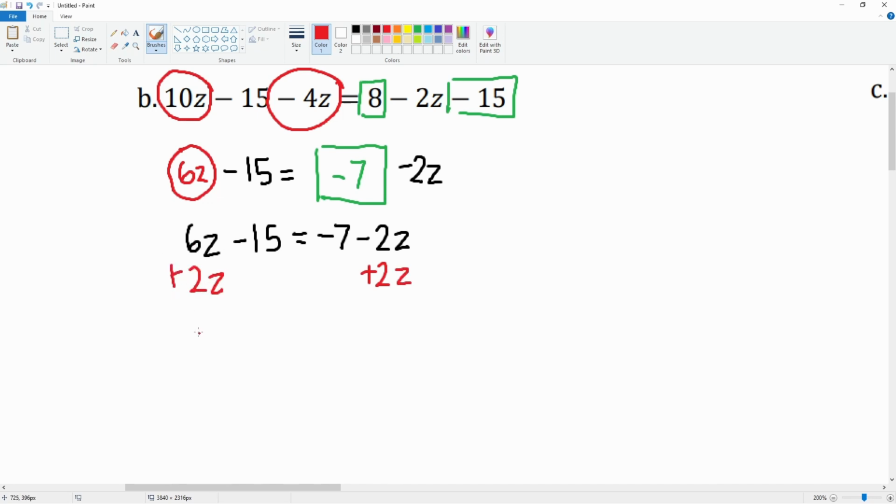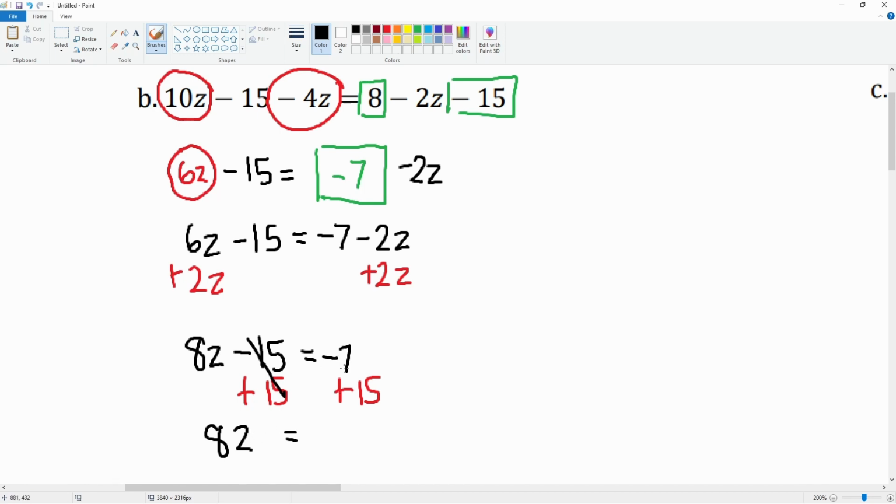6z plus 2z becomes the number 8z. Nothing happens to that minus 15, so we bring it down. Bring down the equal sign, bring down the negative 7. Negative 2z plus 2z becomes plus 0, but no one writes that 0. Notice the variable is already on the left, so I have to get rid of the constant to the other side. Getting rid of a negative 15, I add 15 to both sides. Okay, bring down the 8z.